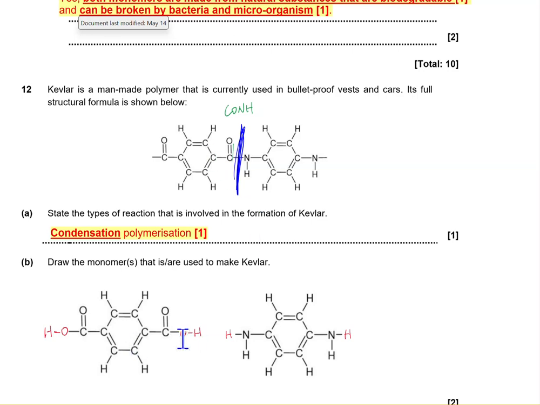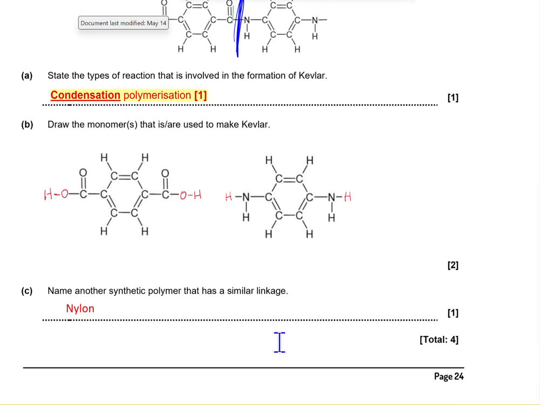Okay, copy exactly, and then you just add on to the two sides. If it's, let's say, a C, the O, it's a single O only, then you just put an H at the back. Go back to the hydroxyl functional group. Now, name another synthetic polymer that has a similar linkage. Of course, polyamide. Nylon is another polyamide.